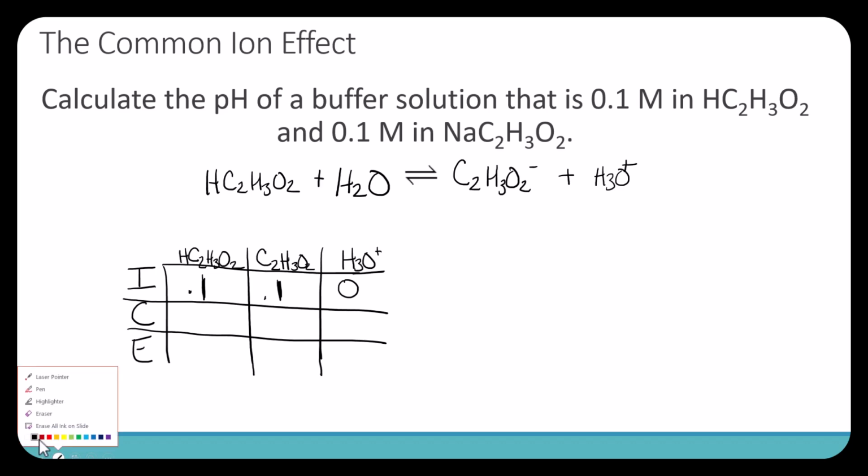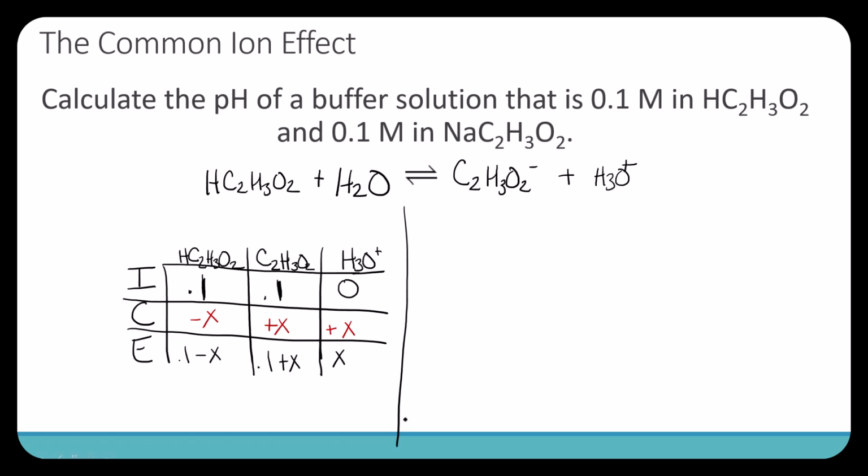Everything from here, though, is the same mindset, so change. Well, our products aren't both 0, so how do we know which way it changes? Well, one of our products is 0, so the only way for this guy to go is to go up. So that's still going to be a plus X. And if hydronium is a plus X, this acetate ion is also going to be a plus X because they're on the same side of the reaction arrow, which means our reactant is going to go down. So the 0 still dictates the direction. At equilibrium, we have 0.1 minus X, 0.1 plus X, and X.